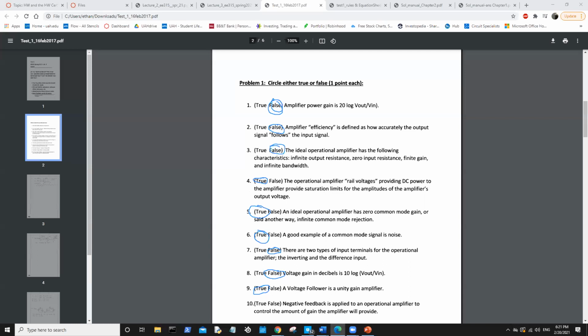Now the question is, is that true? Or is it going to be positive feedback? The question says negative feedback is applied to an operational amplifier to control the amount of gain. So is it positive feedback instead? I think it's negative feedback, because that's how amplifiers are typically drawn, feeding back to the negative terminal. If the feedback loop ran from the output back to terminal 2, that would be positive feedback.